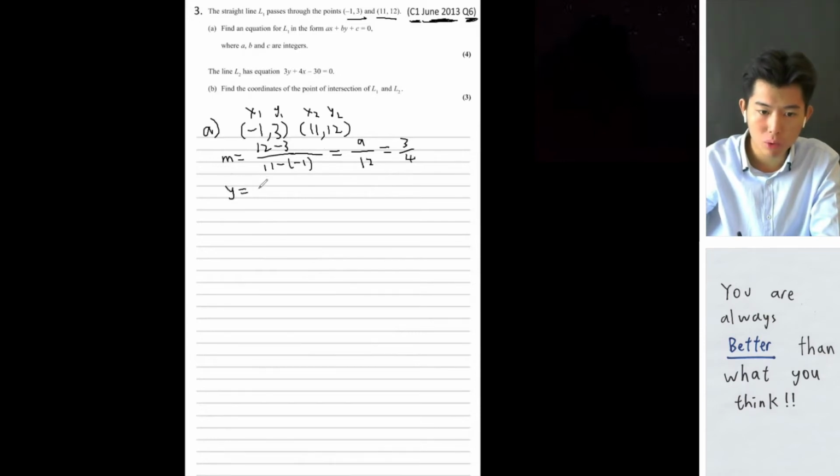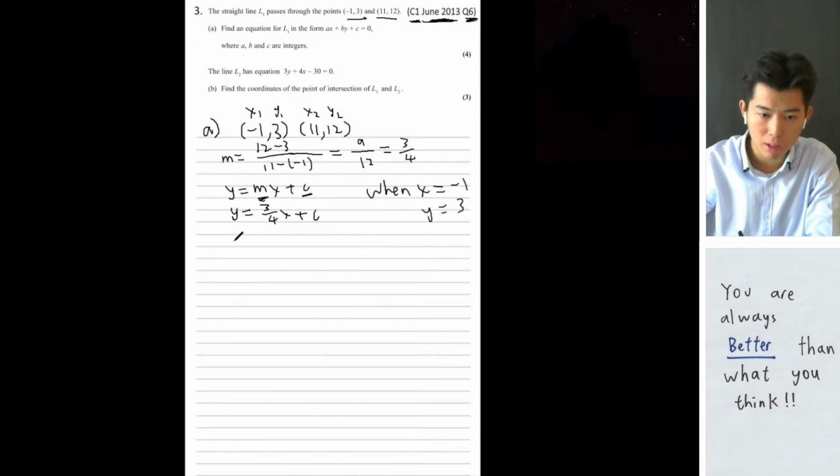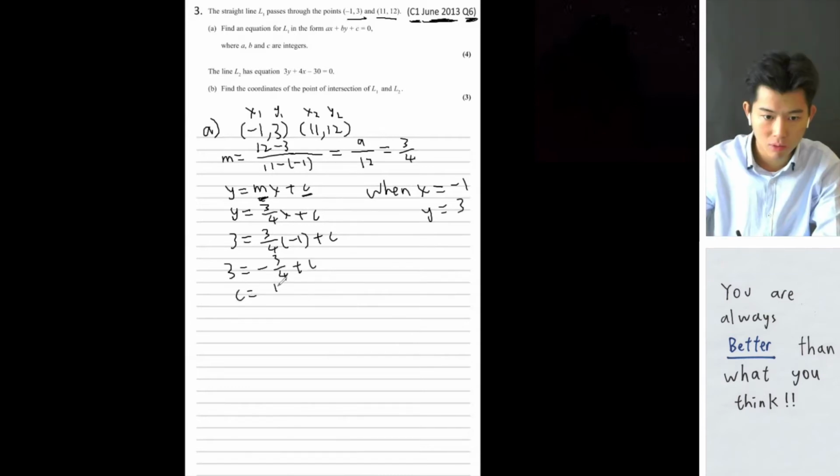From there, y equals mx plus c, right? m would be the gradient and c would be the y-intercept. y equals 3 over 4 x plus c. And now just substitute any point you want. Let's say I substitute this point, (-1, 3). So when x equals -1, y equals 3, and 3 equals 3 over 4 times -1 plus c. 3 equals minus 3 over 4 plus c, and c would be equal to 15 over 4.